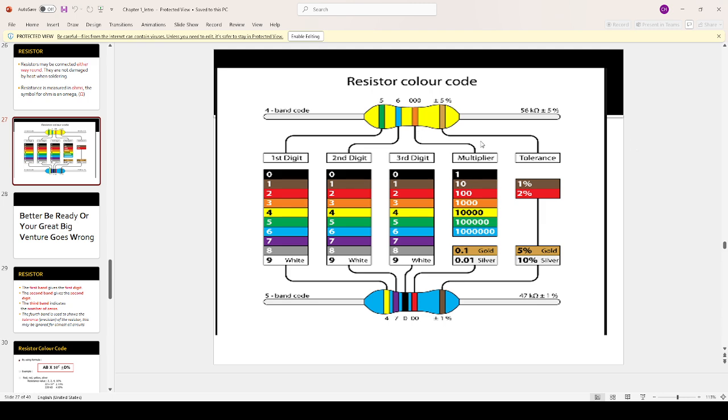So the third band will be the multiplier. The black one will count as 1, until 1,000, 10,000, 100,000, 1,000,000. Rarely will we see 1,000,000 in the multiplier. We'll usually see the orange color, the red color, or the brown color.